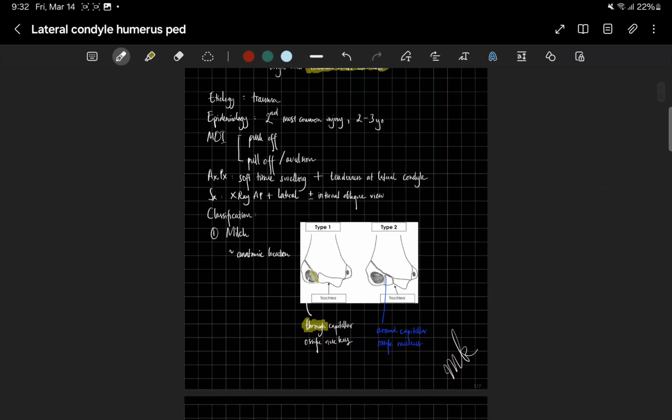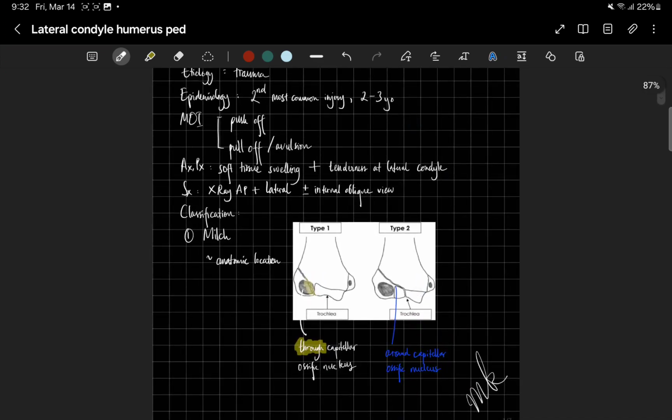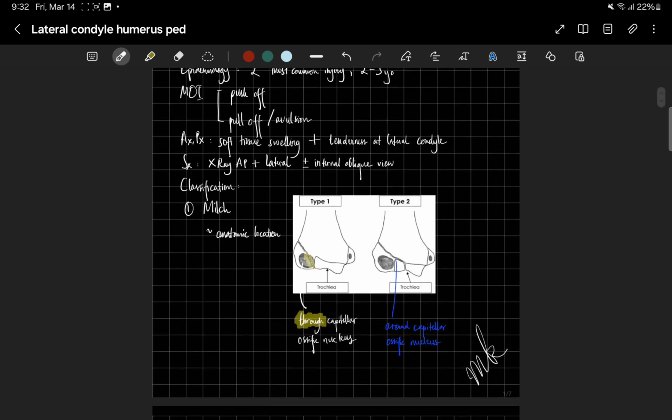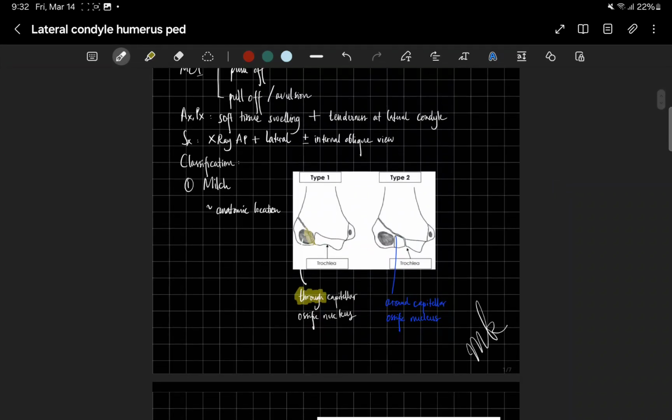For the anamnesis and physical examination, pediatric patients can come with swelling, a history of trauma, and also tenderness over the lateral condyle of the humerus. The supportive examination that can be done is an X-ray with 3 views: the AP view, lateral view, and internal oblique view. The internal oblique is usually to see displacement. The Rockwood children's book says it is necessary to see the internal oblique view of children with a suspected lateral condyle humerus fracture.